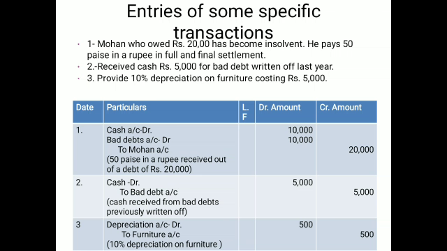Now, cash received rupees 5,000 for the bad debts written off last year. This question is in condition number 1, where the bad debt written off is 10,000. Suppose I am taking the same condition. Now the money has been received, 5,000 out of that. So how will you pass the entries now? Money is coming again.